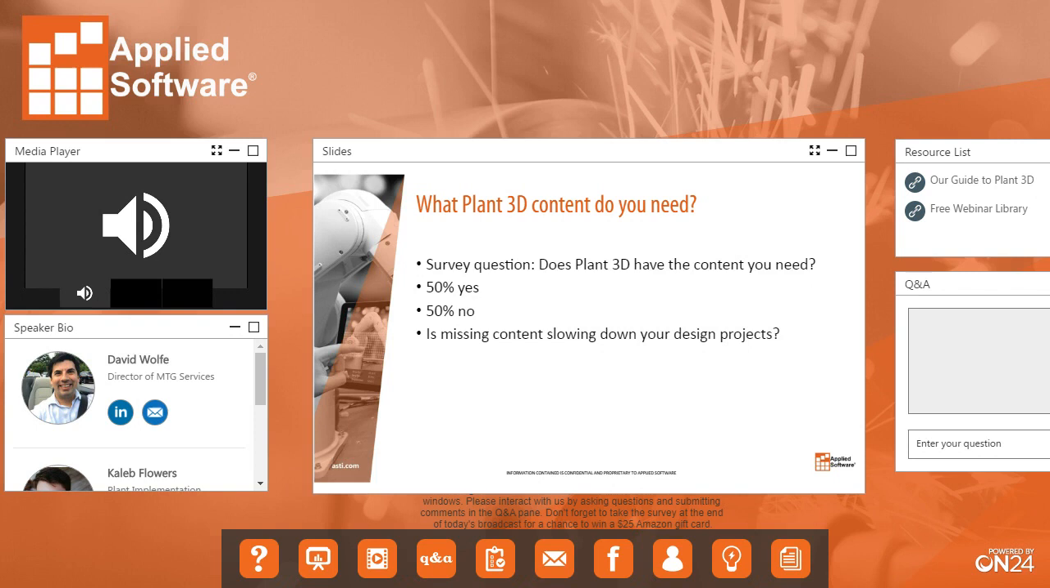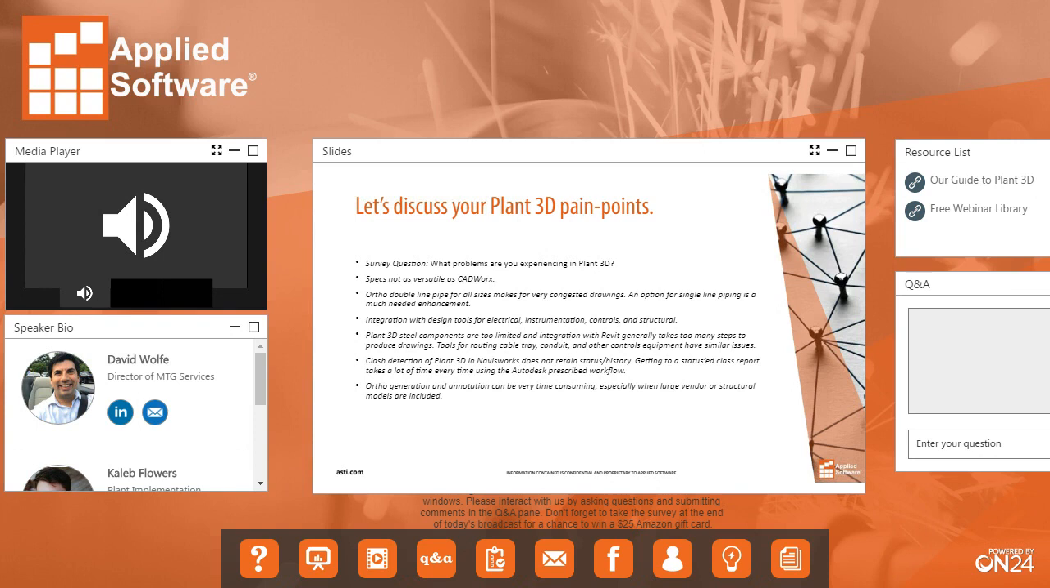Let's go on to the next slide, which I think maybe we've already started touching on some of these. Around what are the problems that you're experiencing. We've already started talking about specs and how people would like them to be more versatile, like CADWorks. The double line pipe ortho for congestion drawings. Yeah, I know that's been on the wish list for a while. Probably as soon as they came out with the ortho engine, people wanted single line piping. Integration around that for other disciplines.